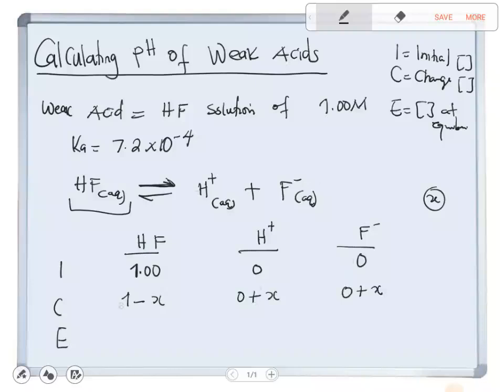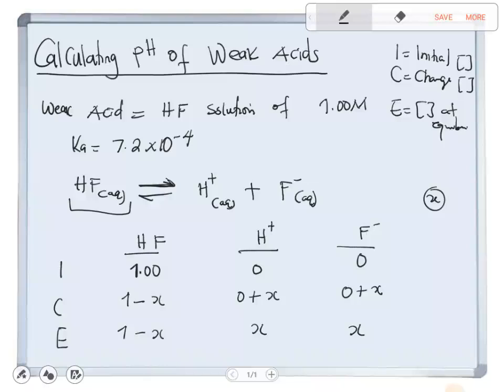Next we have the concentration at equilibrium. That means concentration at equilibrium for HF will be 1 minus x. But for the ions, it will be 0 plus x, which is just x. Now, ladies and gentlemen, the change in concentration is not that big. It's quite small that you can't even notice it. But nevertheless, we have to calculate it.